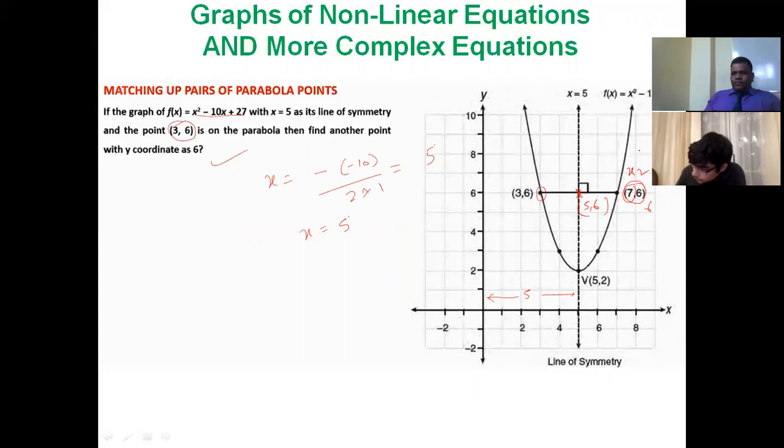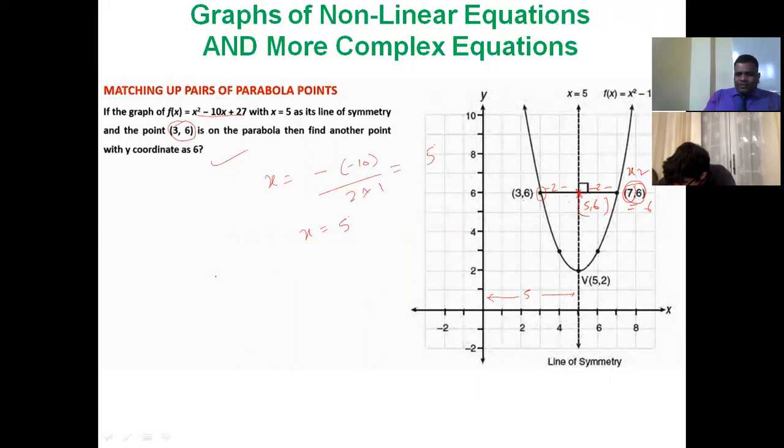The way that we get the answer is, they gave us that the line of symmetry was x equals 5, and we know that 3, 6 is on one side, so that's a distance of 2, because it's a line of symmetry. So this is 2, and further here is again 2. So 3 plus 2 is 5, and 5 plus 2 is 7. This is by visualizing.